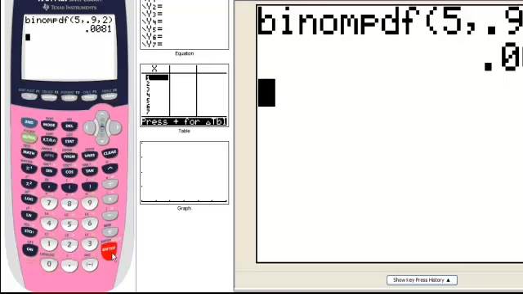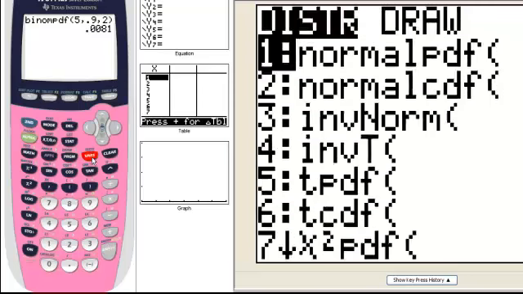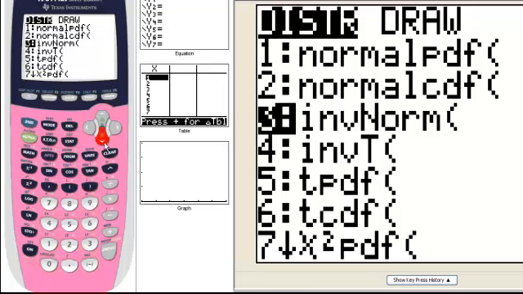The other one is the binomial CDF, which again is cumulative from 0. So if I want from 4 on up, I'll have to find from 0 to 3 and subtract from 1. I'll have to do the complement to it. But in this case, again, we want it at most 3 times. So to do this, second vars. This time we're going to go to binomial CDF, cumulative.